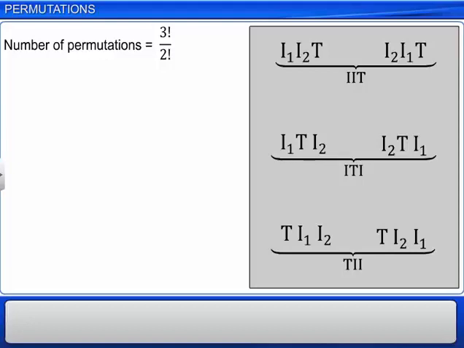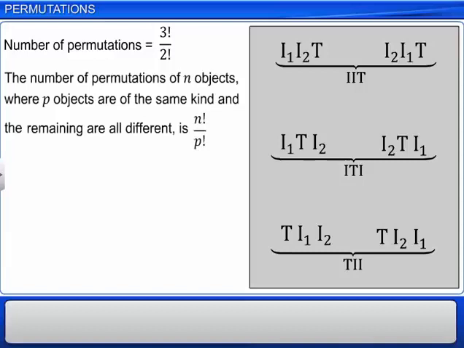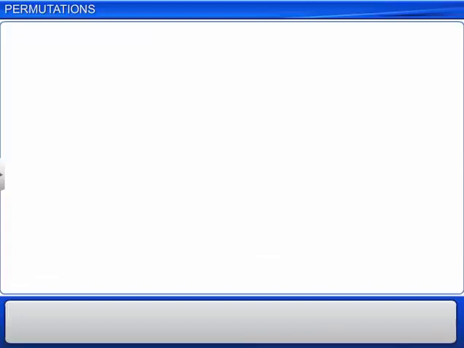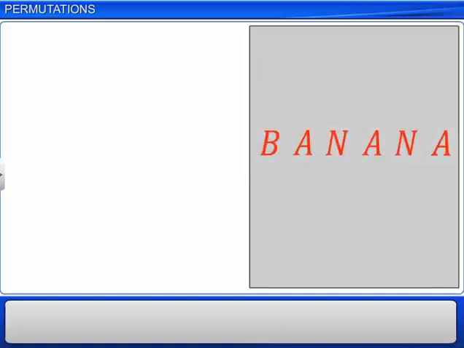We can generalize this in the following manner. The number of permutations of n objects, where p objects are of the same kind and the rest are all different, is equal to n factorial divided by p factorial. In this example, the number of objects is equal to 3. The number of objects being repeated is 2. So far, we have seen permutations where only one type of object is repeated. Let's now take a look at permutations where more than one object is repeated.